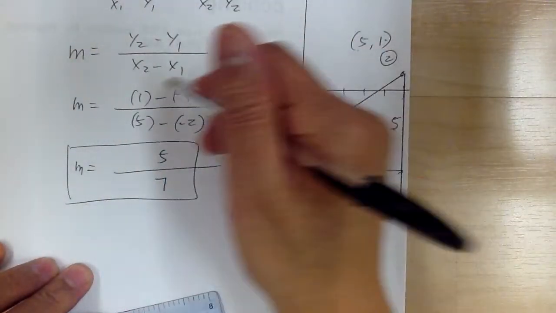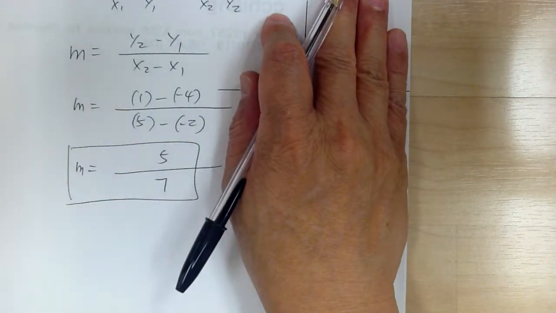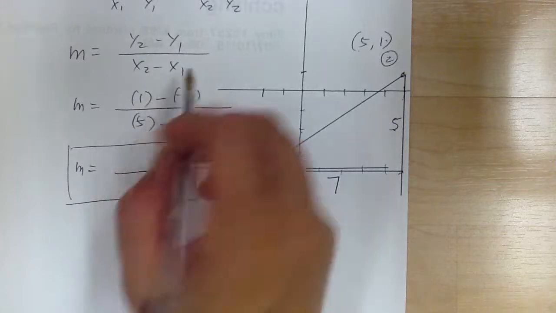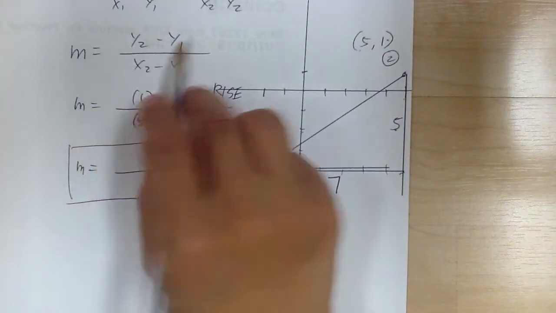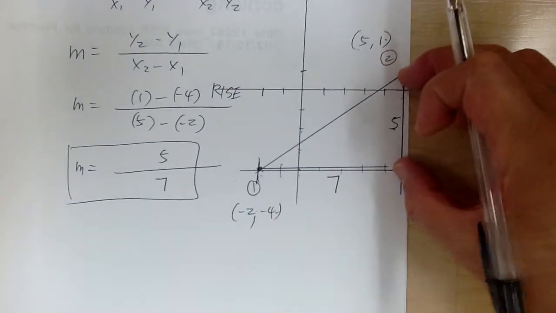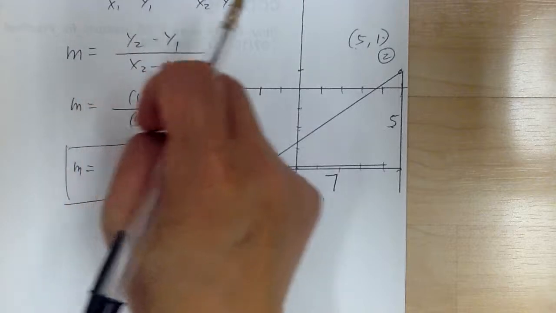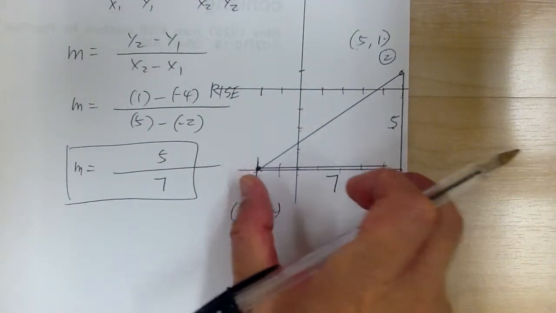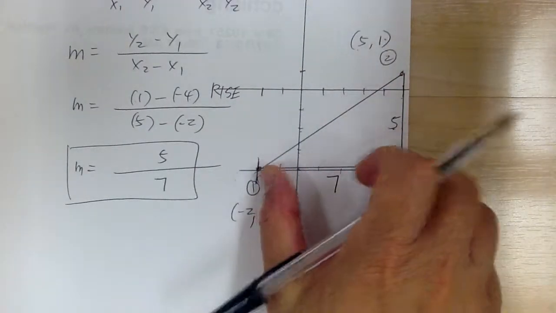So once you understand where this came from, you don't have to draw the graph. You can just go and substitute and work it out. So again, the top is the rise. When you subtract, you figure out the height of this hill. And when you subtract x2 minus x1, you find out the horizontal distance. So it'd be 5 over 7, and that's your slope.